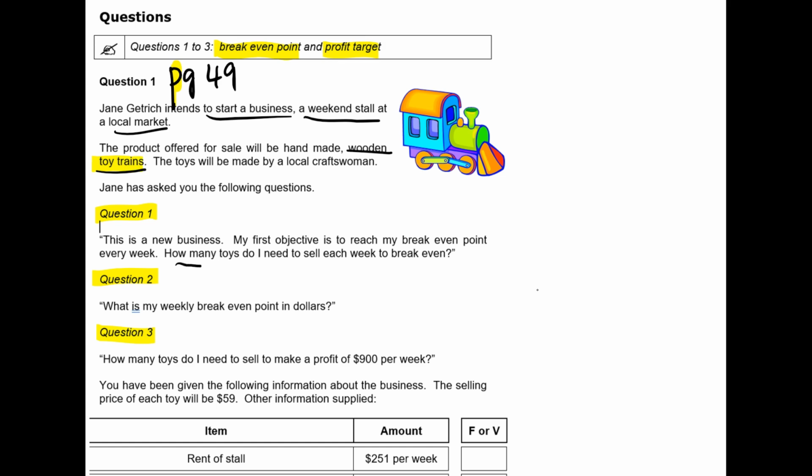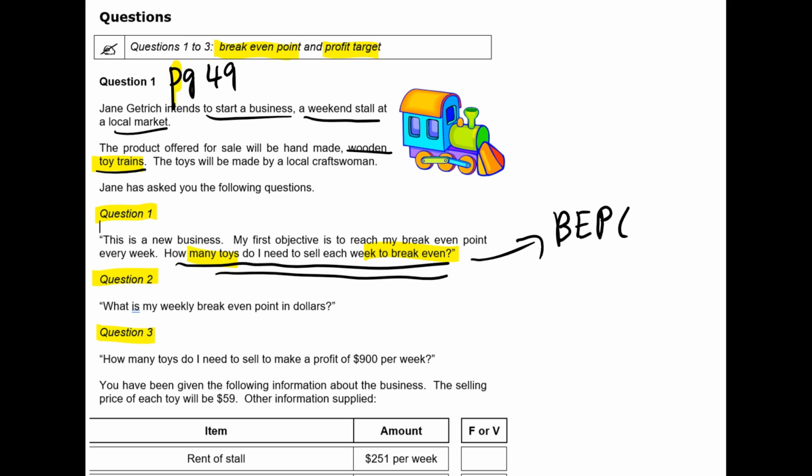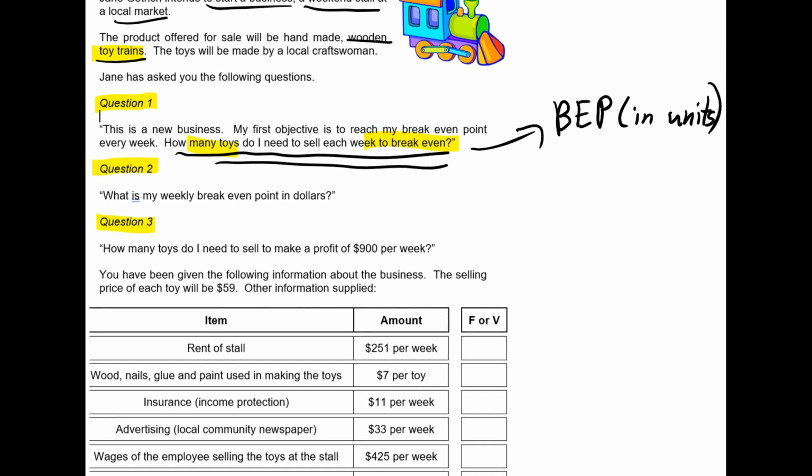Number 1, how many toys do I need to sell in order to break even? They're asking how many toys, which means they are looking for the break-even point in units. The second thing you need to calculate is the break-even point in dollars. And the third thing you need to calculate is how many toys you need to sell in order to make a target profit of $900.